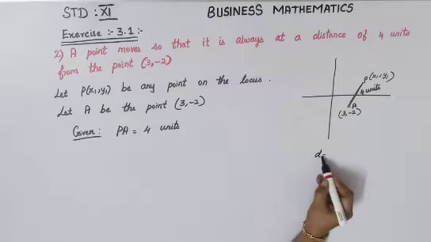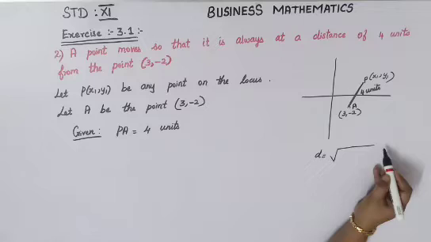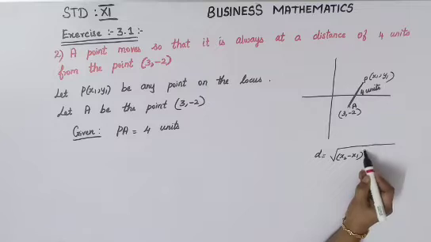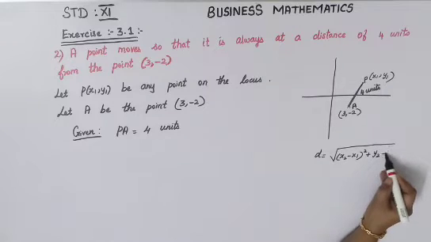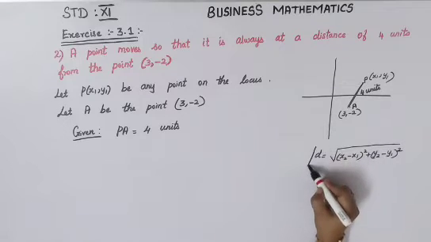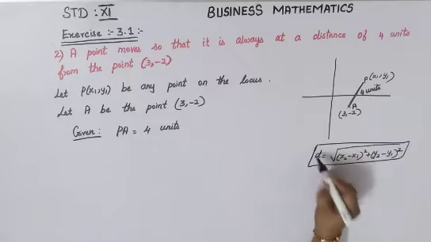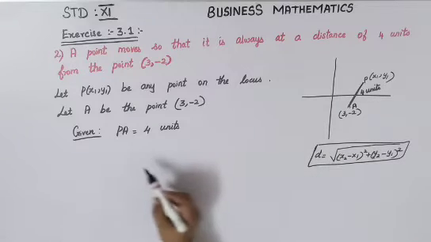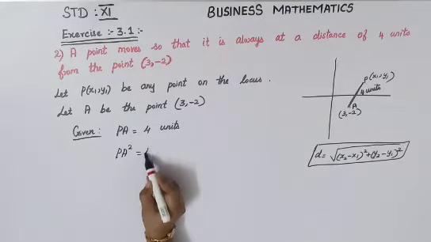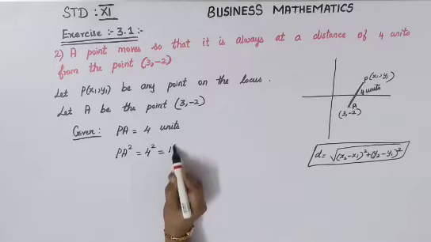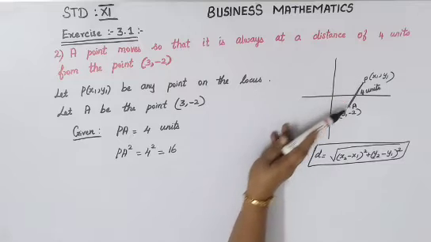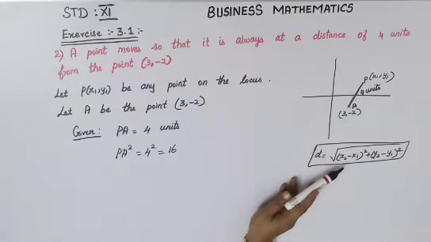Distance formula: D is equal to root of (x2 minus x1) the whole square plus (y2 minus y1) the whole square. This formula you would have studied in your 9th or 10th standard, so you will have to use it. To remove the root, we square both sides. So we get PA square is equal to 4 square, which is 16. Now PA square you have to find. Your P is (x1, y1) and your A is (3, -2), so substitute in this formula.